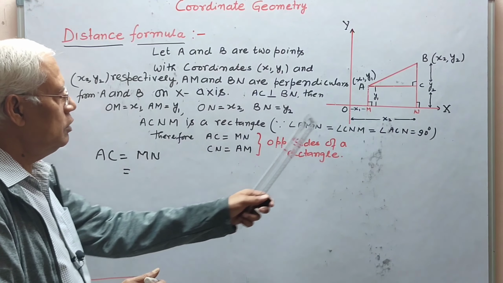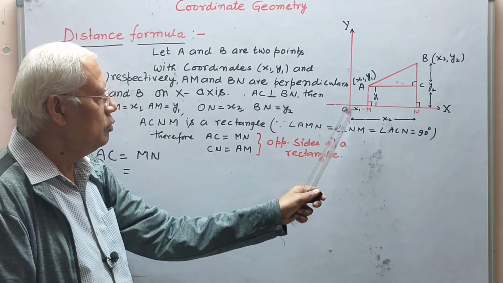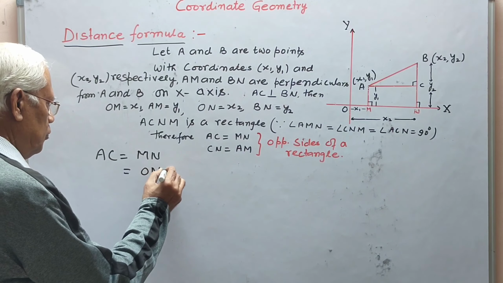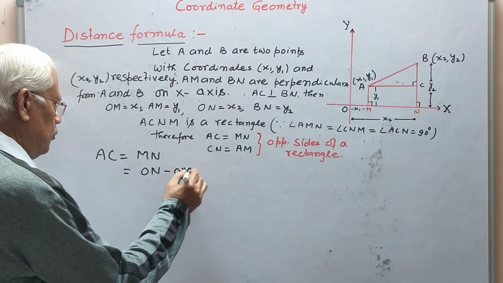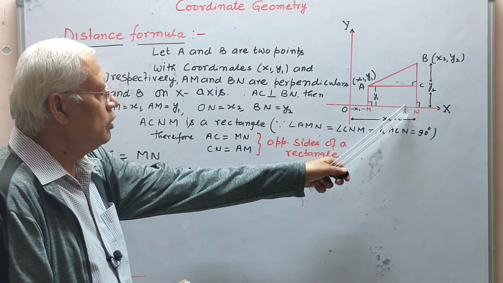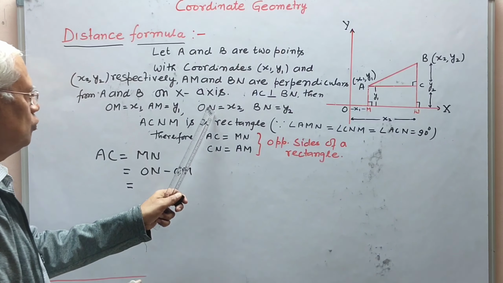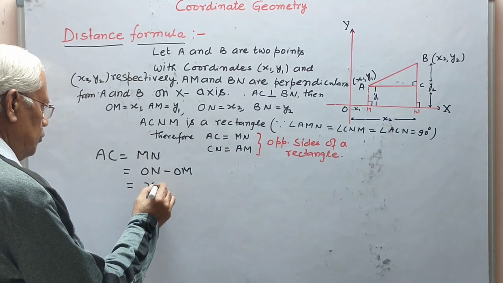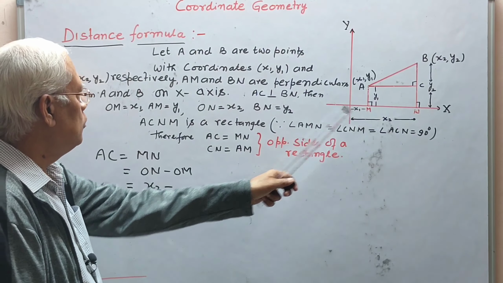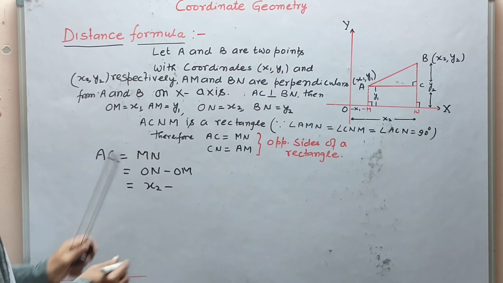MN can be written as ON minus OM. What is ON? ON is x2. And OM equals x1.